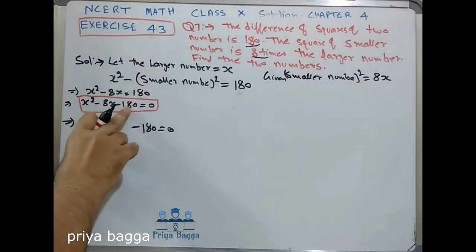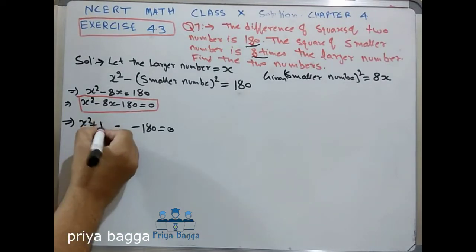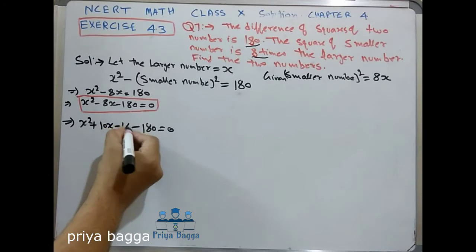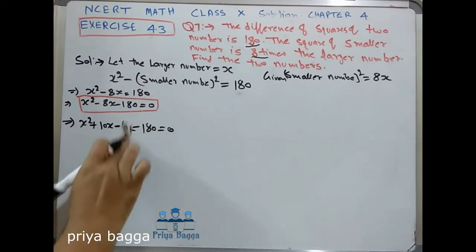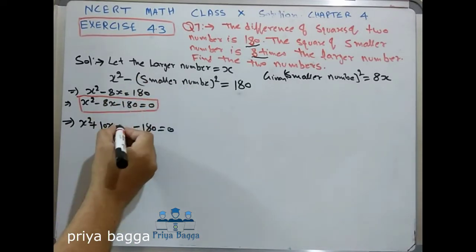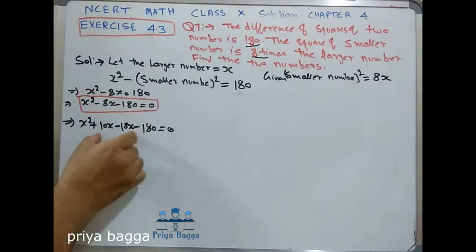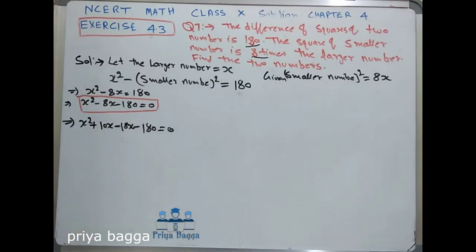If I have to get a multiplication of 180, for me 10 and 18 are very simple numbers. So if I put 10x and here 18x, let me write it clearly. This will be minus 18x. Now these will add up to minus 8x, and if I multiply 10 and 18, this will become minus 180.